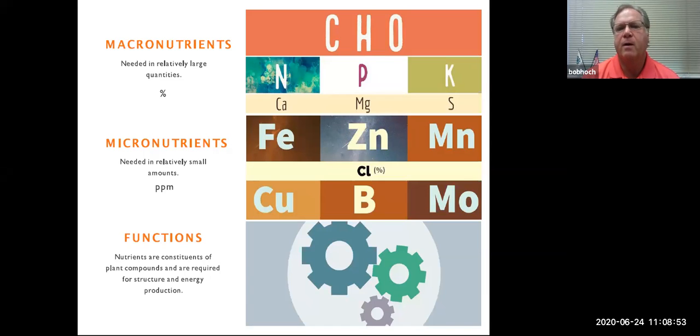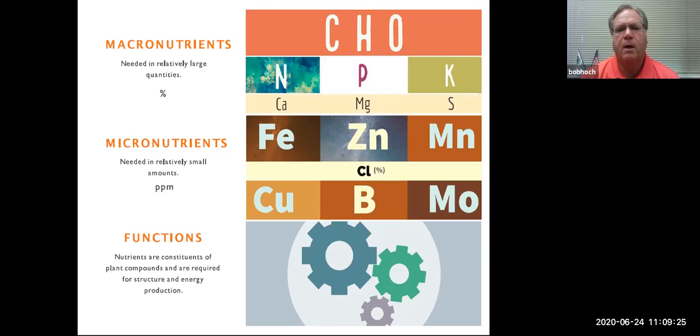The top group there, carbon, hydrogen, and oxygen, are not typically supplied in a fertilizer. These are supplied either through the air, carbon dioxide, which would be CO2, and water, H2O. So carbon, hydrogen, and oxygen are nutrients that are required by the plant, but not ones that we would think of as an actual fertilizer that we'd have to apply.